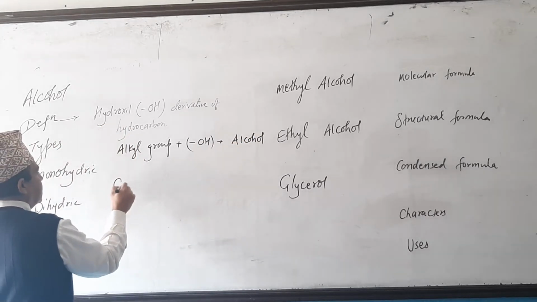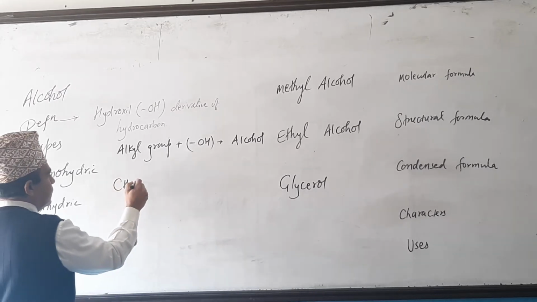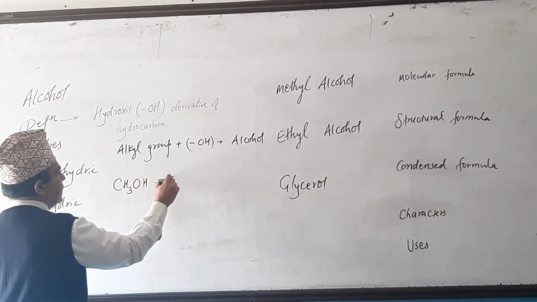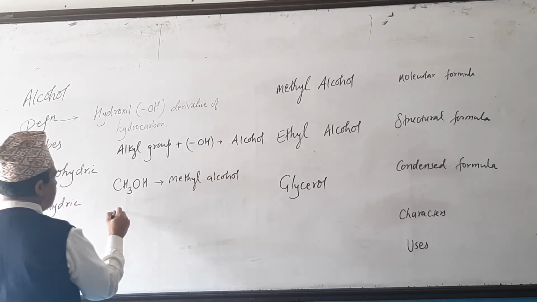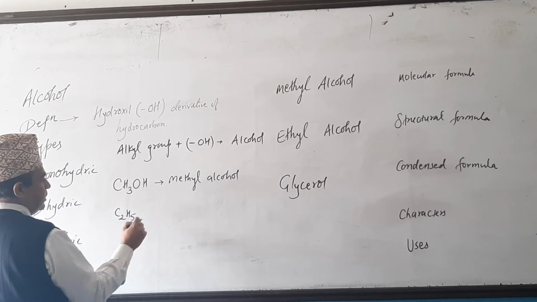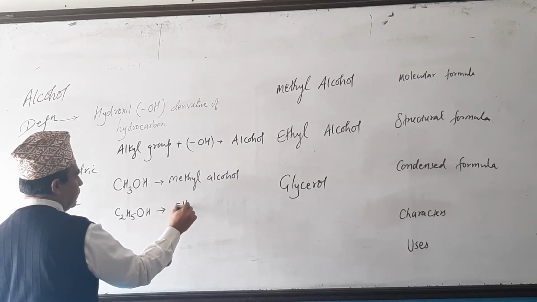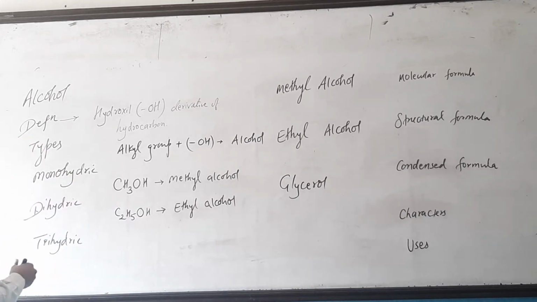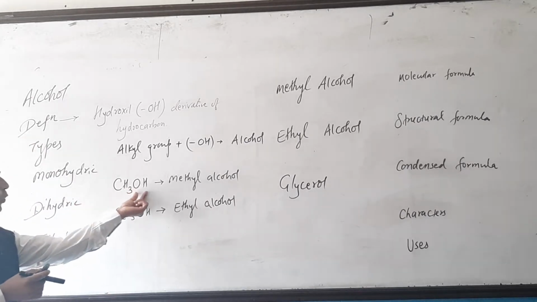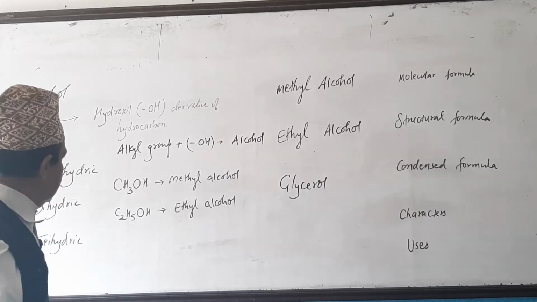Suppose there is CH3, methyl. If OH is added, then it becomes methyl alcohol. Like C2H5, if OH is added, then it becomes ethyl alcohol. I mean, if an alkyl group contains an OH radical, then that compound is called alcohol. Hydroxyl derivative of hydrocarbon is called alcohol.